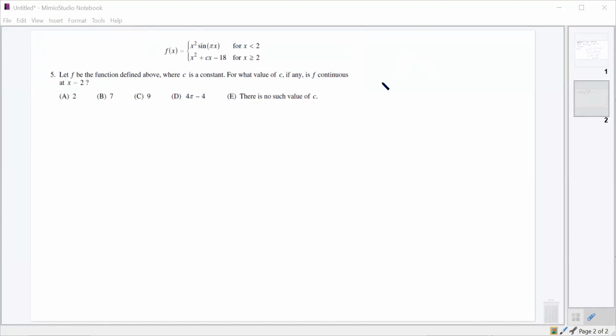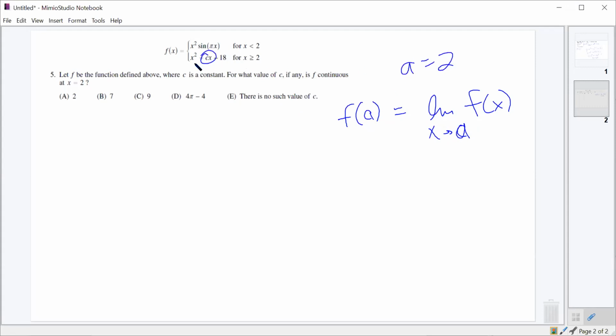We want to know what values of c make this continuous at x equals 2. So for a function to be continuous at a point, three criteria have to be met. One is that f of c exists. One is that the limit as x approaches c of f of x exists. And two is that those two things are equal. Well, the limit as x approaches c from the right should be the same as f of, I guess I shouldn't be using c. Let's use a. We'll call a equals 2. So I'm not going to use c because I already use c in there.